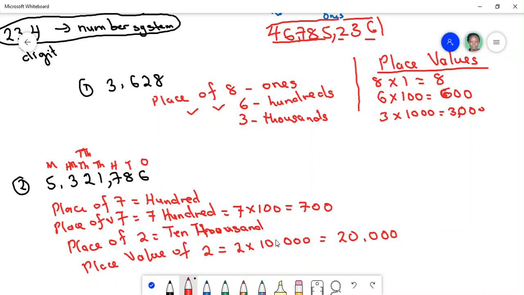This also makes it easier to read the numbers or to call out the numbers.